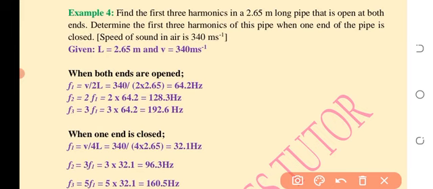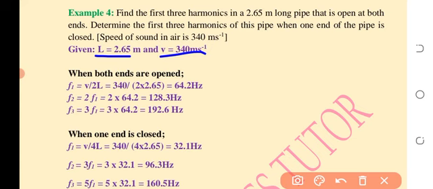The question says we have to find the first 3 harmonics in a 2.65 meter long pipe that is open at both ends. That is an open pipe. Also, we have to determine the first three harmonics of this pipe when one end of the pipe is closed. That is when the pipe is turned to a closed pipe. So we have two things to look at here. We were given the speed of sound as 340 meters per second. According to the question, the length of the pipe is 2.65 meters, and the speed of sound in here is equal to 340 meters per second.